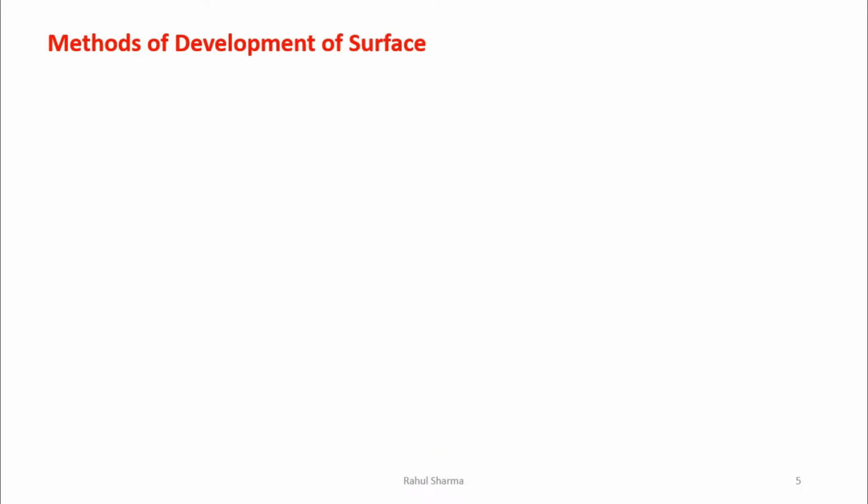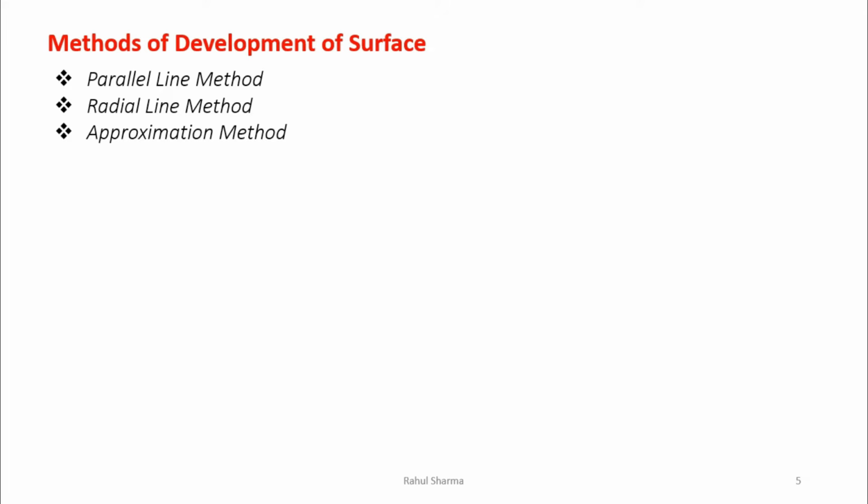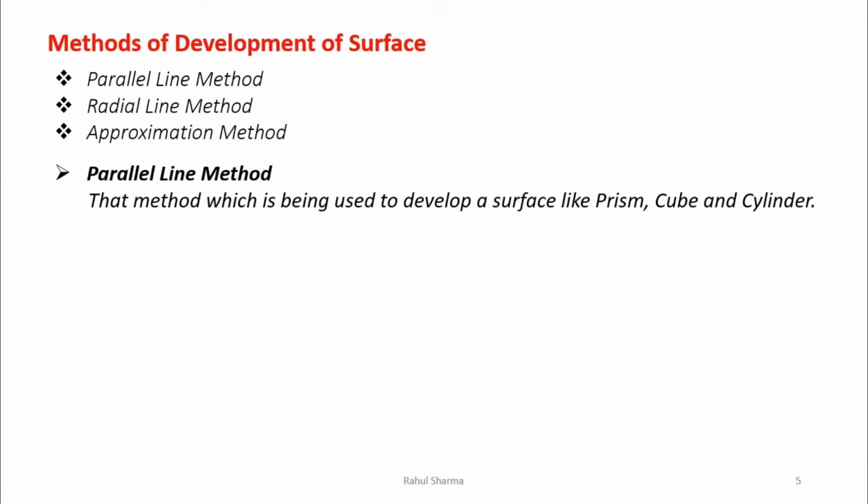Now let's see what are the various methods we use to develop a surface. We have the parallel line method, radial line method and approximation method. These are very common methods which we use. So one by one we will discuss what these methods are. Let's start with the first, that is the parallel line method. Now what is the parallel line method?